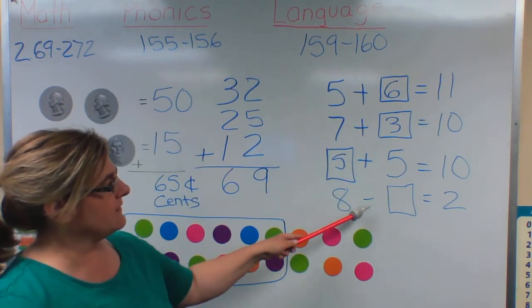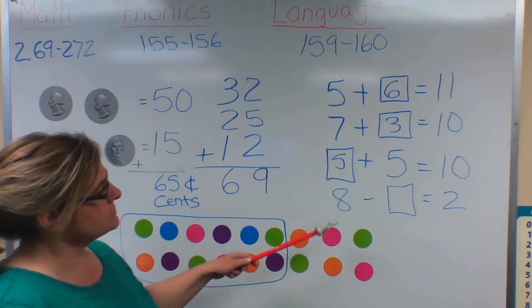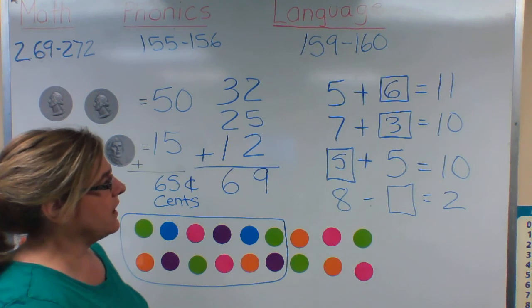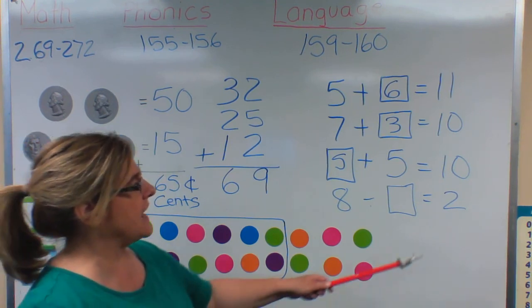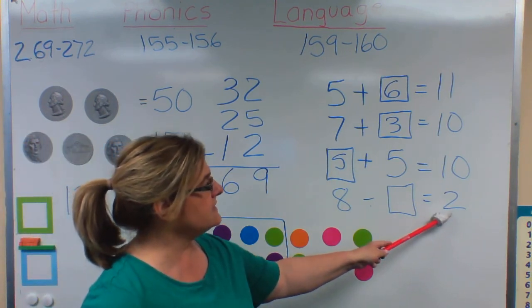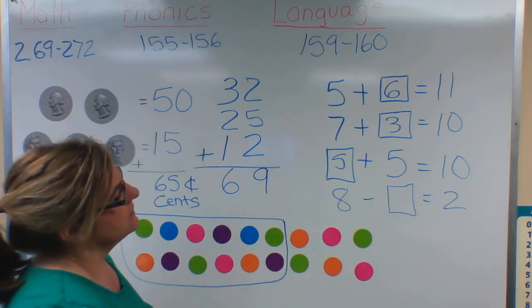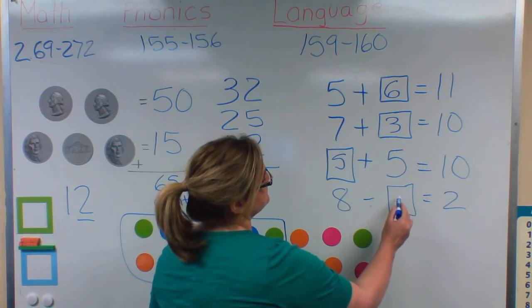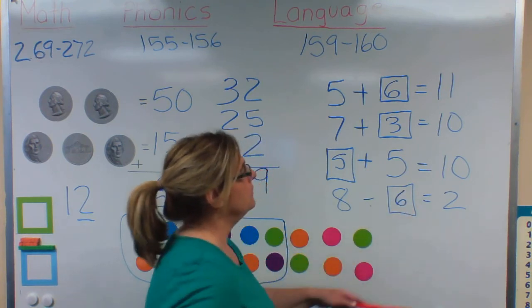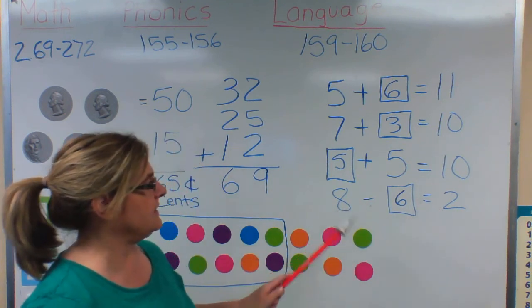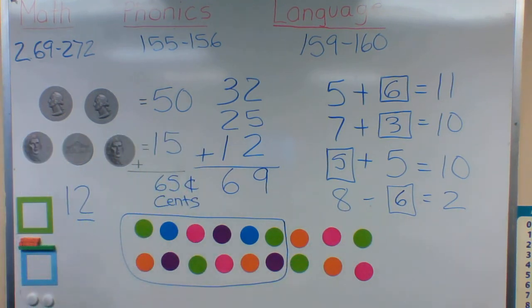Now we have subtraction here. The easiest way to figure out a subtraction problem is just to ask yourself, what do I need to add to 2 to get 8? 8 minus 6 equals 2, because I know that if I added 6 to 2, I would get 8. I automatically just start adding in my head, and that's how we would get those answers.